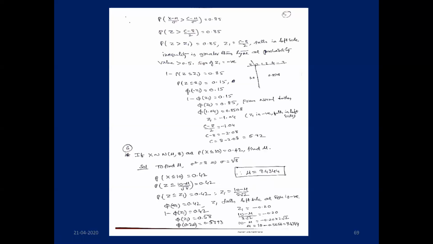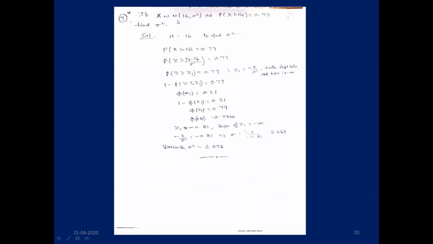In the next example, how to find the variance when the mu value is given is another important model. X follows N of 16 comma sigma square, and probability of X greater than 14 is equal to 0.79. Find sigma square. Mu is equal to 16. X should be converted into Z: 14 minus 16 by sigma. 14 minus 16 is minus 2, so minus 2 by sigma.